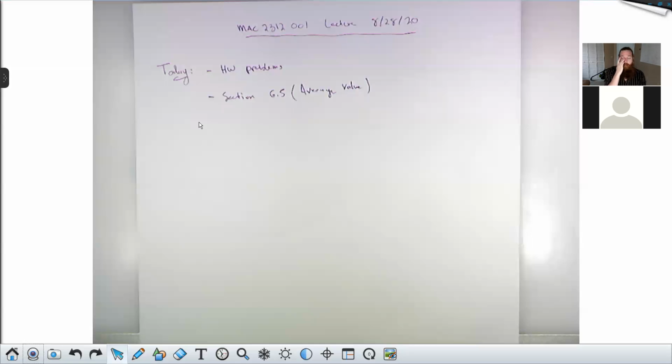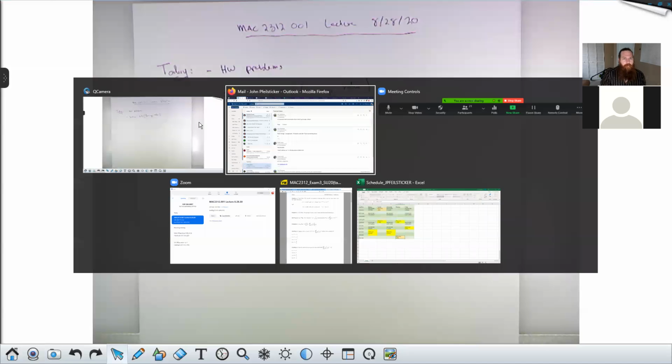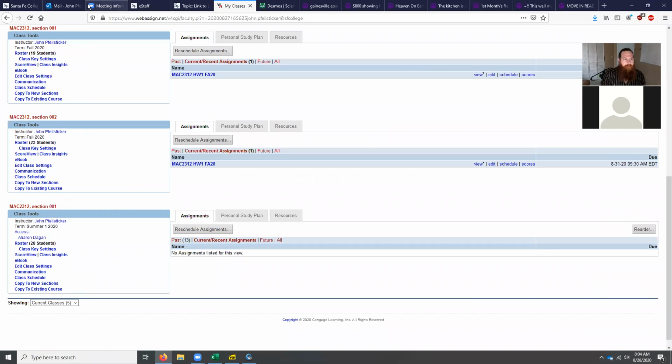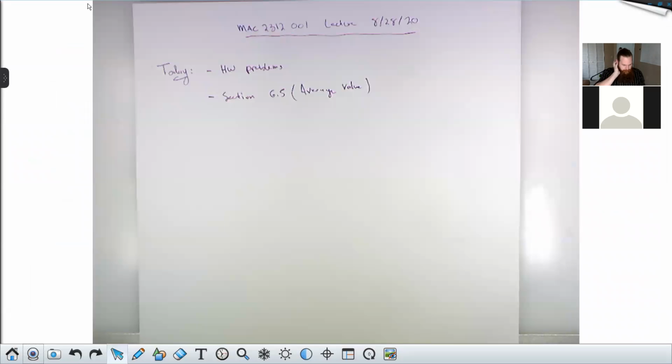So today we're going to work some homework problems, and we're going to talk about section 6.5, which is on average value. Trying to think if there's anything else that we urgently needed to talk about. I don't believe that there is. No, I think that's it. All right. So then we can begin working some of these problems, trying to make sure everybody's comfy with the sort of thing that we've been doing in class lately.